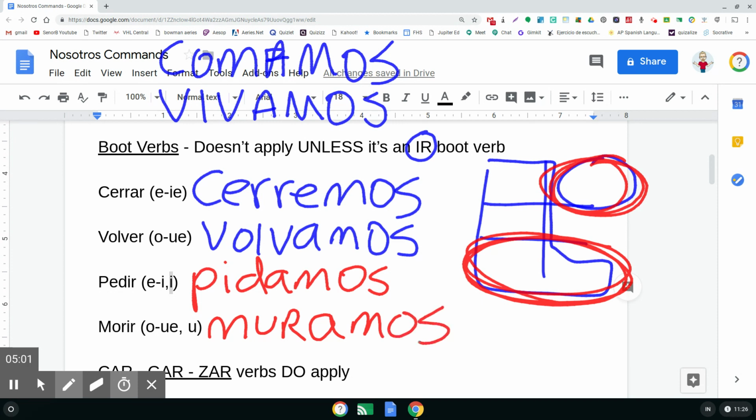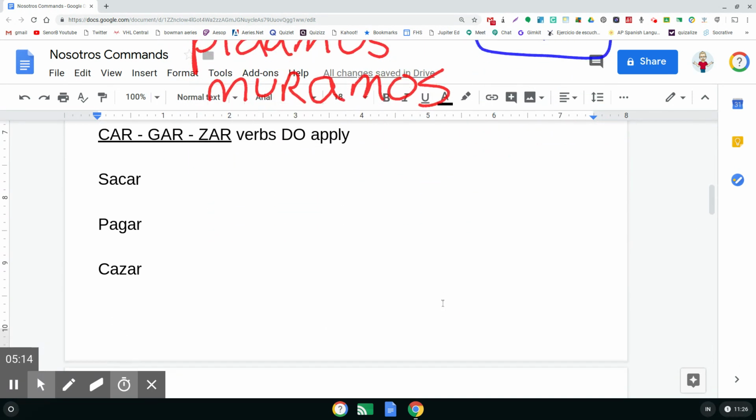Hopefully you never find yourself saying that. But that's the command. So this would be like cerrar would be let's close, volver, let's return, pedir, let's order something, etc. Let's go down here to the car, gar, zar verbs.